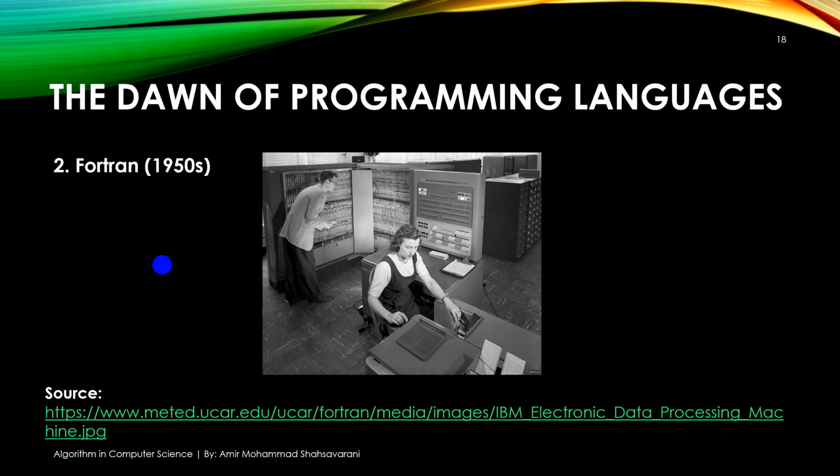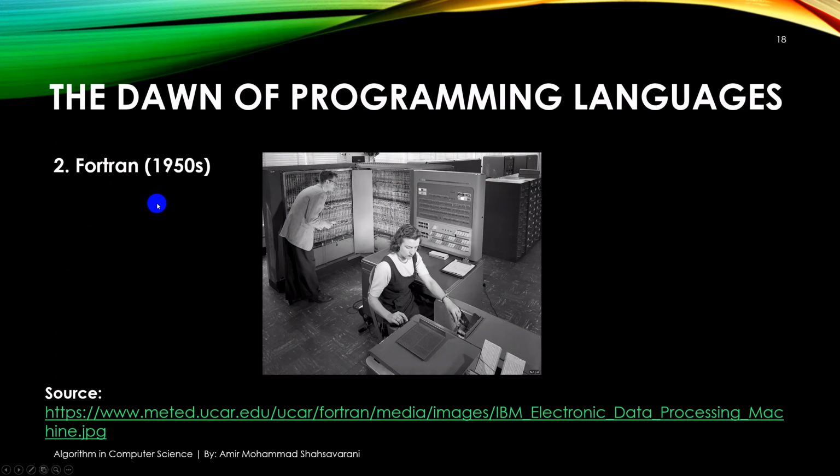Fortran was the first high-level programming language, which stands for FOR, formula, and TRAN, the second part, translating system. Fortran: formula translating system. Fortran was developed for scientific applications, and it has revolutionized algorithmic development.